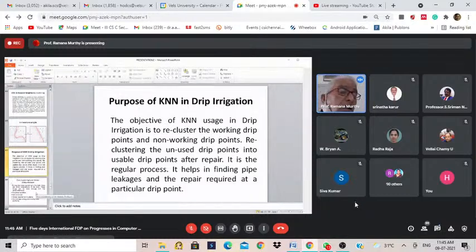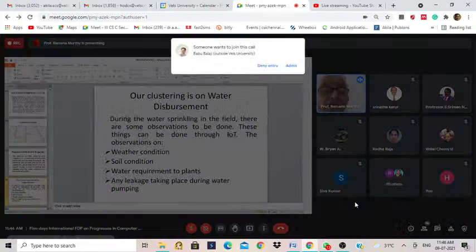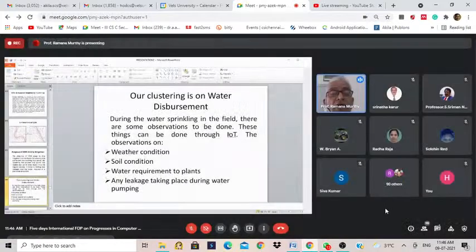Okay, let's see this now. Next, our clustering on water disbursement is sprinkling in the field. There are some observations to be done. These can be done using an IoT environment. That means everything should be controlled with a sensor environment using weather sensors, soil quality sensors, and water sensors, because water pH also has to be maintained, and also to identify dislocation in the pumping. In order to do all this, the four objectives, we need to adapt IoT. That's what I said. So let us see this now.